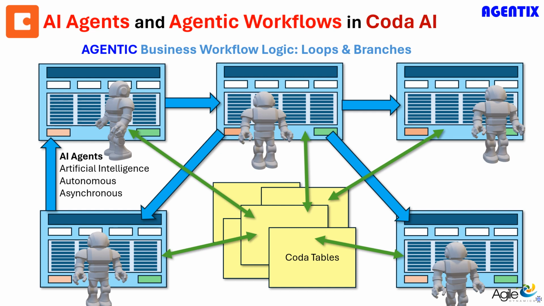Each AI agent uses artificial intelligence, is entirely autonomous, and doesn't need any users to interfere or control it. And they are asynchronous, which means that we can have as many agents running at one time as is necessary to complete the process.